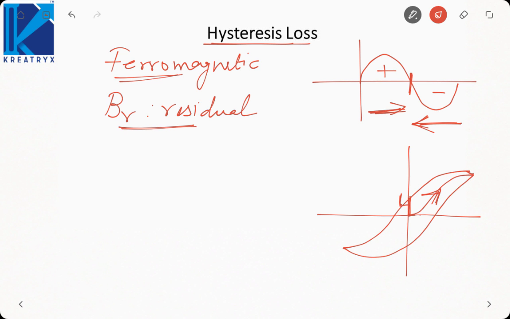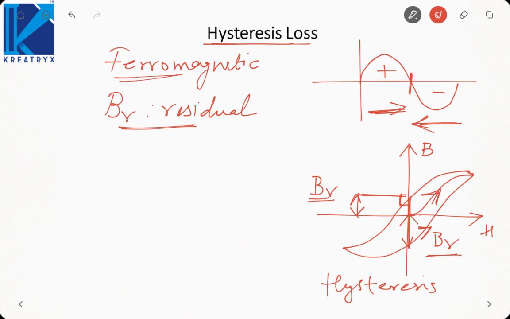So again, now at H equal to 0, this is B versus H. At H equal to 0, the magnetic flux density is non-zero. This is my residual flux density. And then again, if we increase, there is a different value of magnetic flux density. That is the property of the ferromagnetic material, and this curve is called the hysteresis curve. Okay, this is my hysteresis curve.